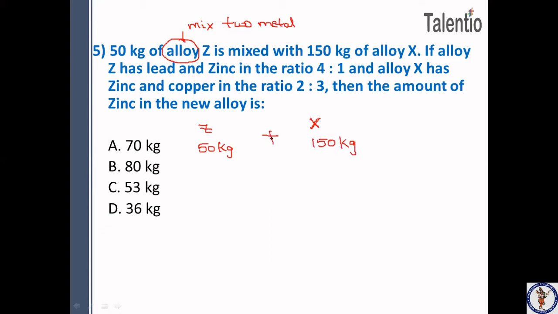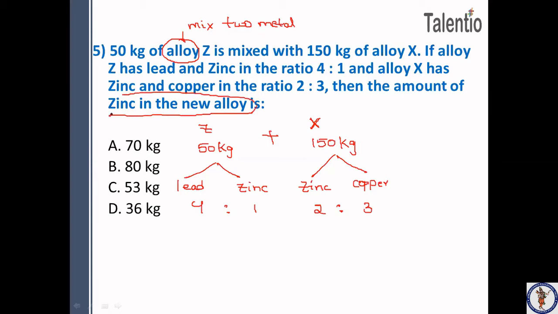Now, in this alloy Z, I am having two metals, one is lead and one is zinc, in the ratio 4:1. So it is 4 and it is 1. And alloy X has two metals, one is zinc and one is copper, in the ratio 2:3. Now in the question they are asking for the amount of zinc in the new alloy.